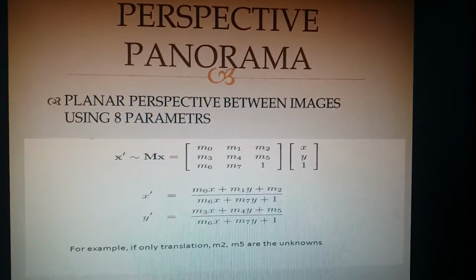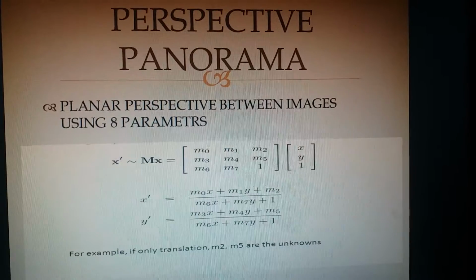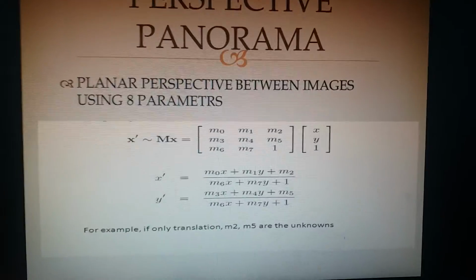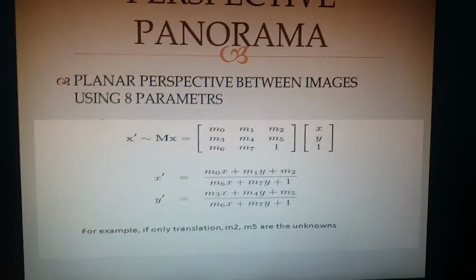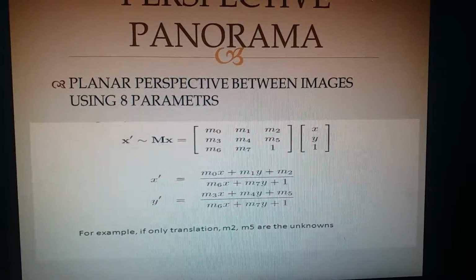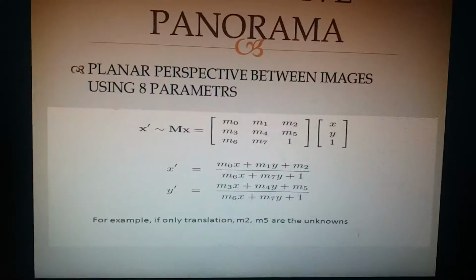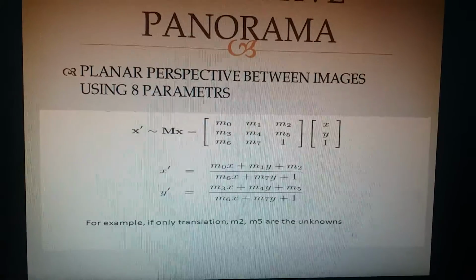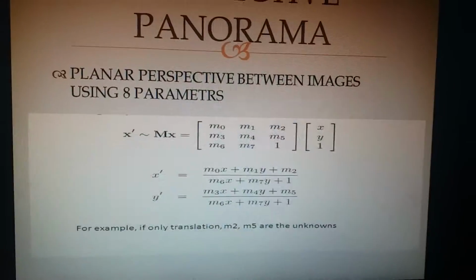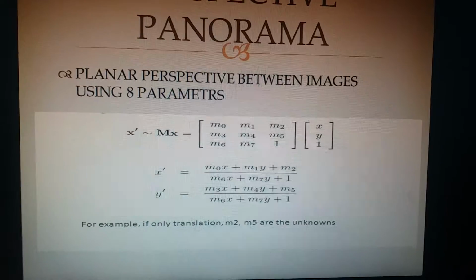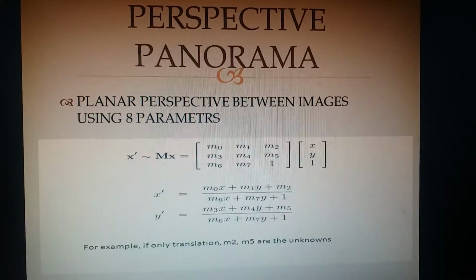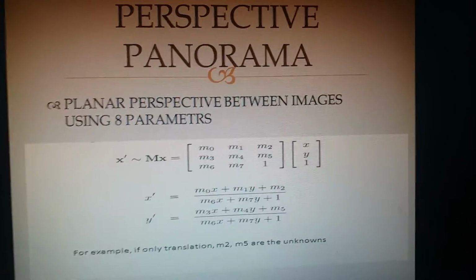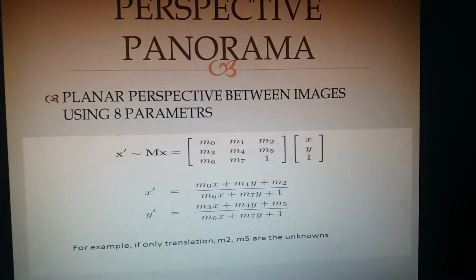So this is the mathematical form of creating a perspective panorama. The main thing about this perspective panorama is that it will be using 8 parameters. Well, in translational there were only 2 parameters. And if you take affine transformation, you will be getting 4 parameters. So this is the matrix that you'll be using, M. M has 8 parameters, and then you will be calculating the coordinates.